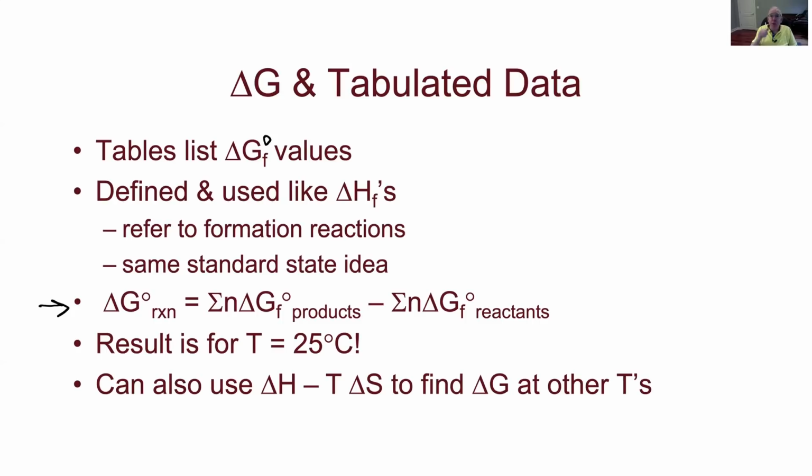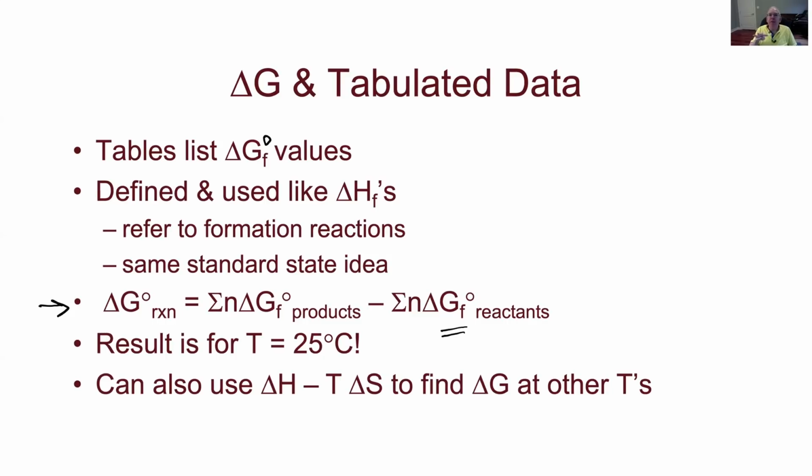If you use that equation, because the delta G's of formation are defined for being at 25 degrees C, the result you get is delta G at 25 degrees C. Remember, delta G is going to change if we change the temperature, okay? We generally are willing to assume that delta H and delta S do not change with temperature. That's a decent assumption. It's not perfect, but it's a decent assumption for most reactions.